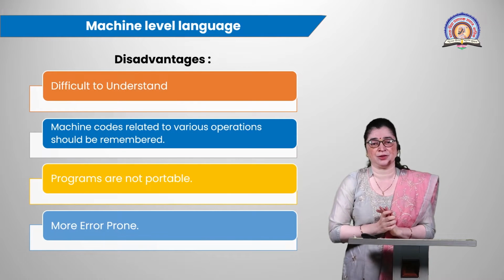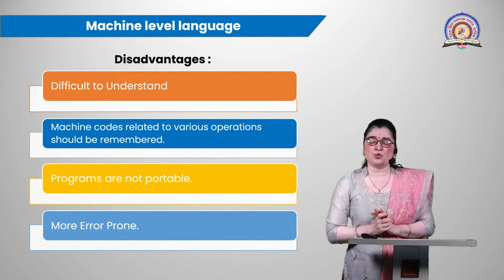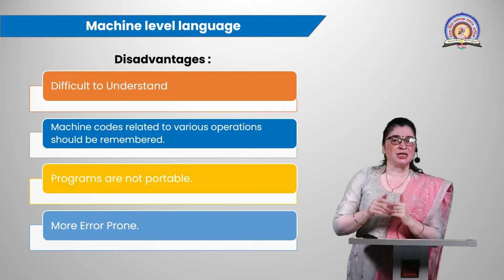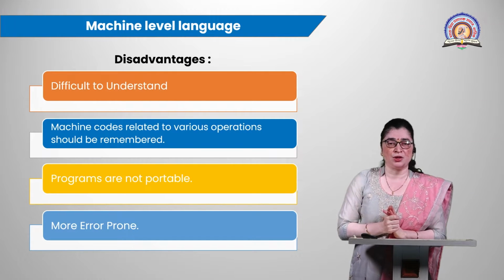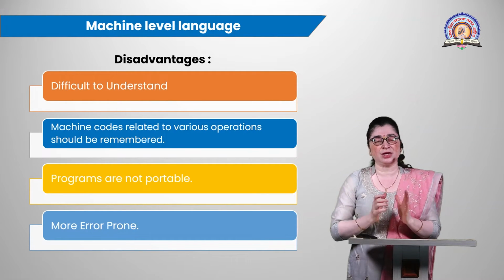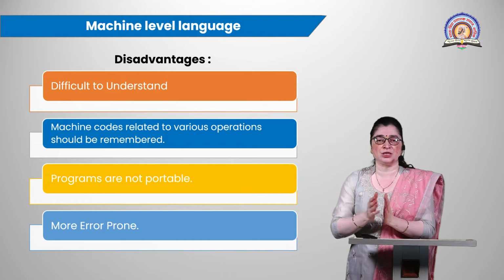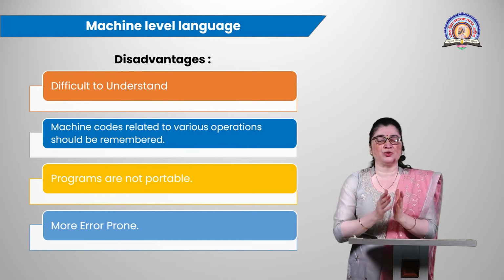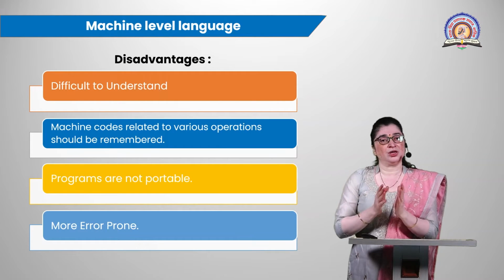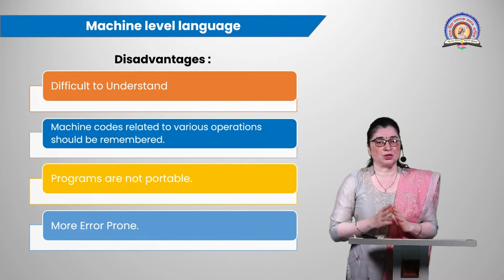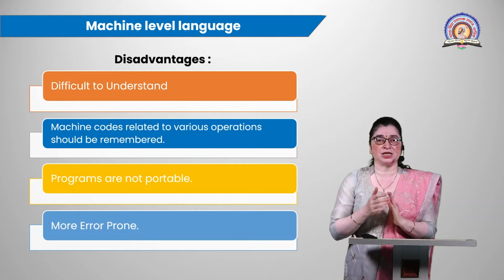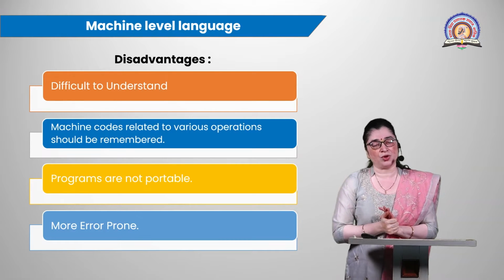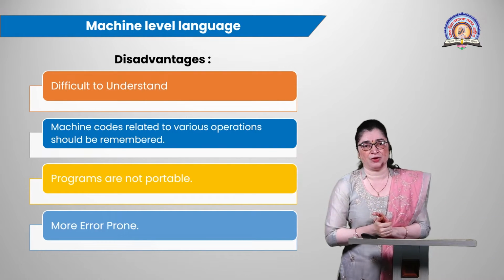Then it is more error prone. The chances of getting errors are more because you have to remember the code for each and every aspect. For example, for 4 there is 100, for 7 you have to remember 111. You have to remember all these codes, so the chances of mistakes, chances of error, are more in the case of machine language.